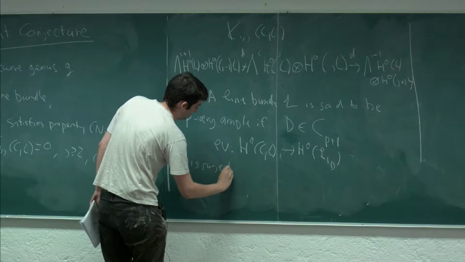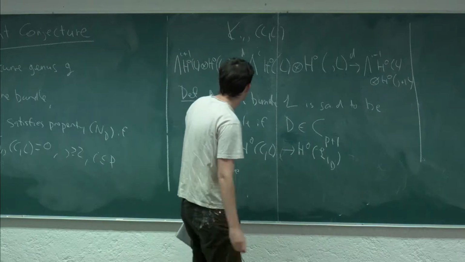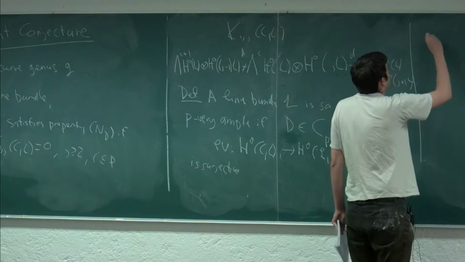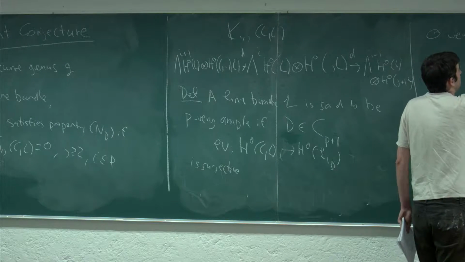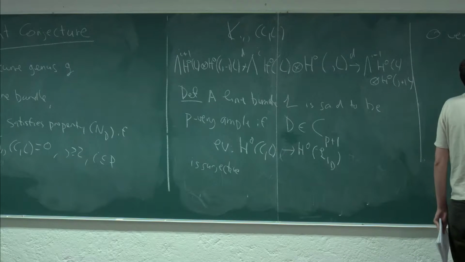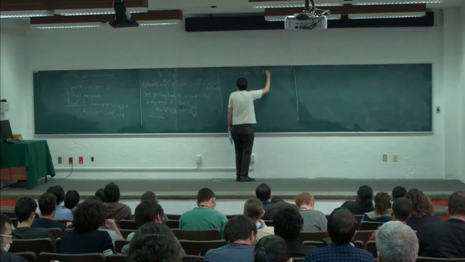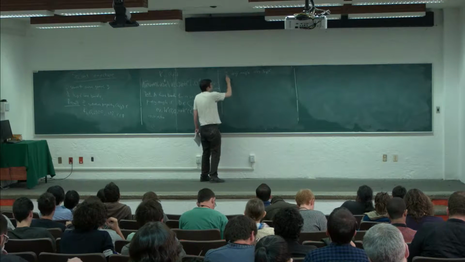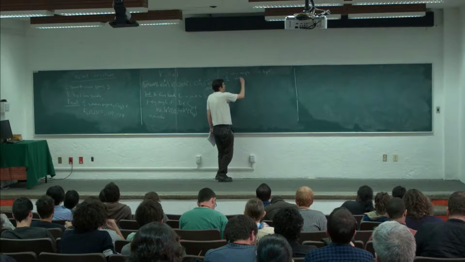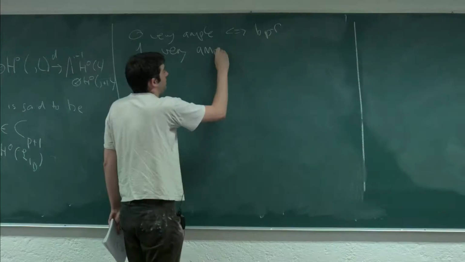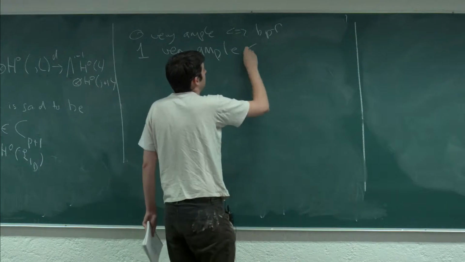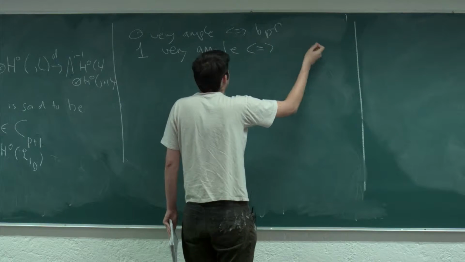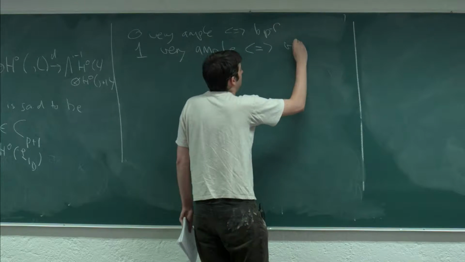So this is a very natural positivity condition, and in particular, 0-very ample is the same thing as saying base point free. And 1-very ample just means very ample. It's a generalization of this notion to all p.